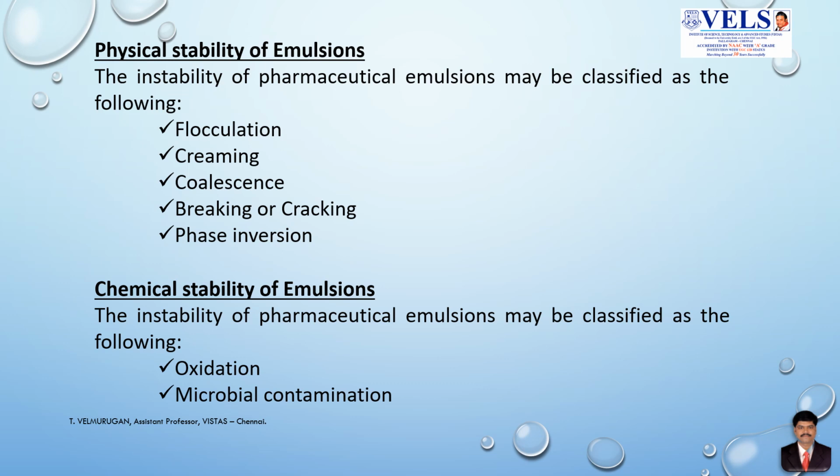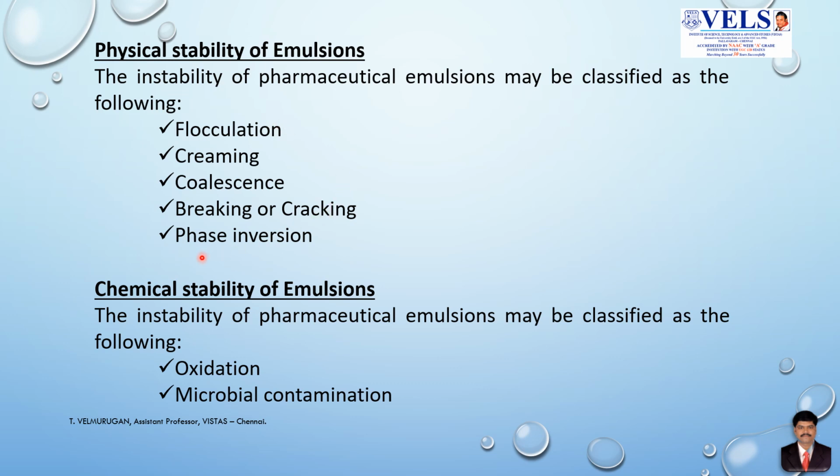The instability of pharmaceutical emulsions may be classified as the following. First one, flocculation. The second one, creaming. The third one, coalescence. The fourth one, breaking or cracking. The fifth one, phase inversion. Okay, these five things come under the physical stability of the emulsion.